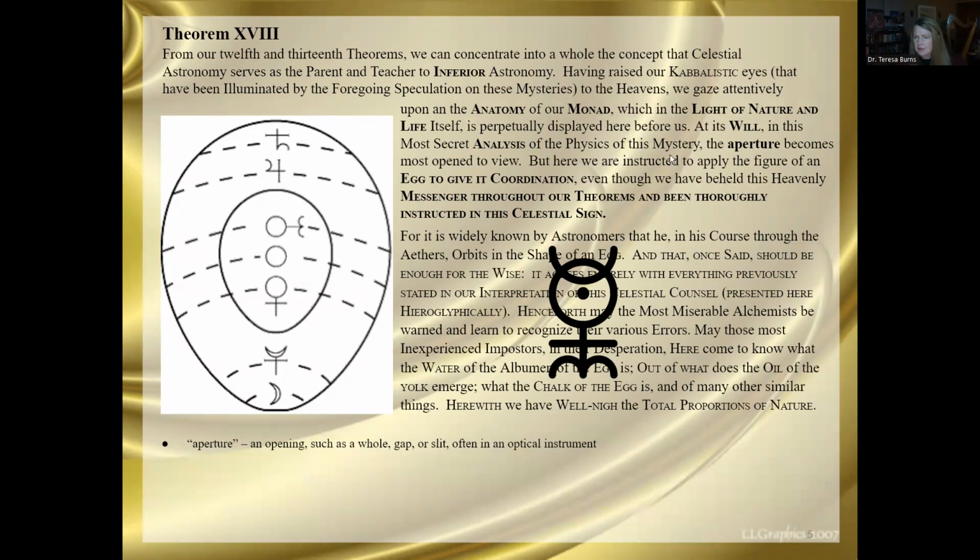secret analysis of the physics of this mystery, the aperture becomes most open to view. Most of us think of an aperture with a camera, and indeed, it's possible that Dee knew about a camera obscura. You can look that up if you're interested. Some people have argued that he did, but the word doesn't have to refer to camera, though it's used a lot in optics. And of course, he's very interested in optics and luminous cones, as we've discussed with the Propoitomata aphoristica. So an aperture, though, is just an opening, such as a hole, a gap, or a slit, usually something that lets light in.